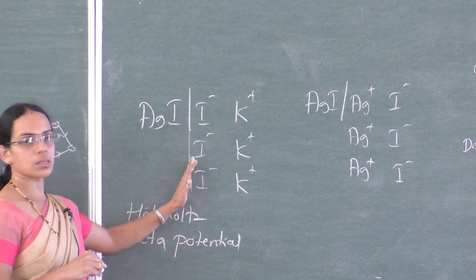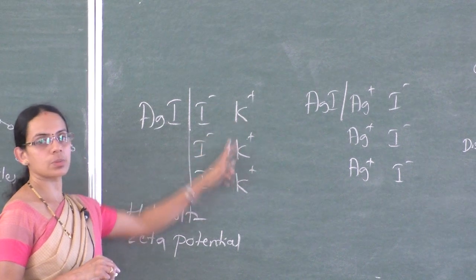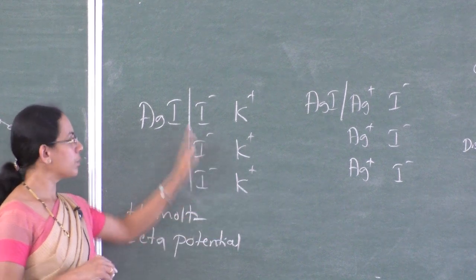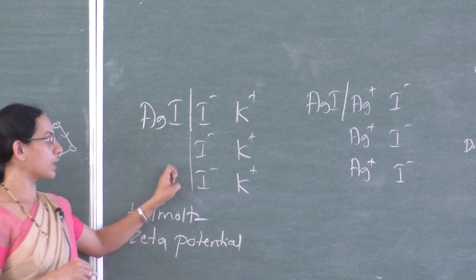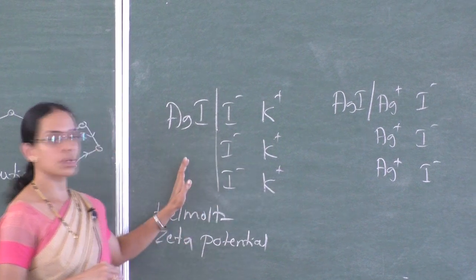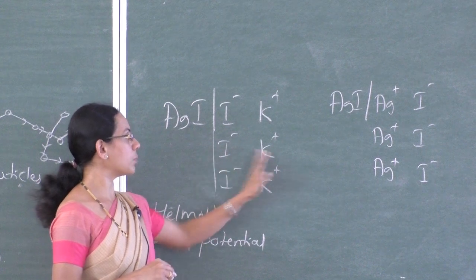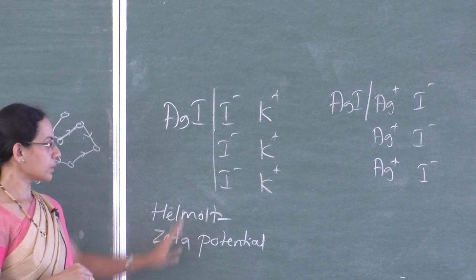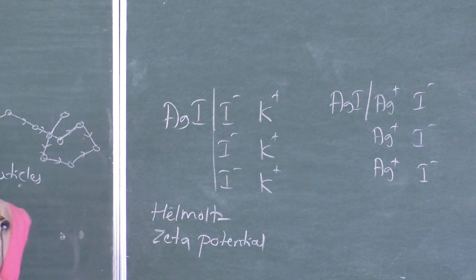So whatever charge is formed on the surface of the colloidal particle can attract the counter ions present in the dispersion medium, hence it forms a second layer of charge. The first layer of charge is fixed, hence it is called the fixed layer, and the second layer is mobile, hence it is called the diffused layer. So this electrical double layer is called the Helmholtz electrical double layer, and the potential developed here is called zeta potential or electrokinetic potential.